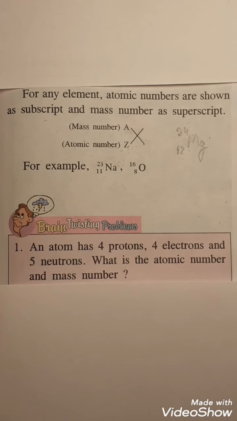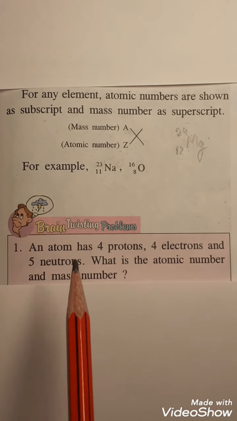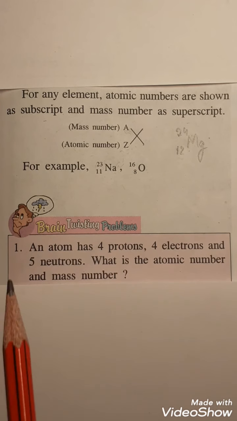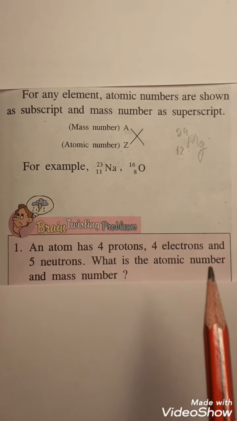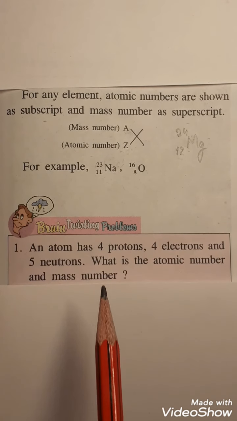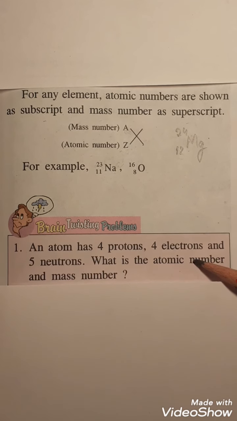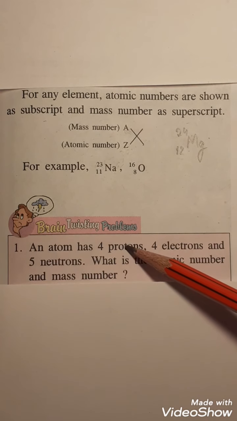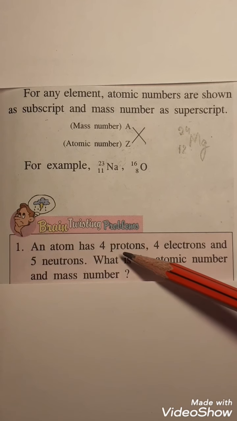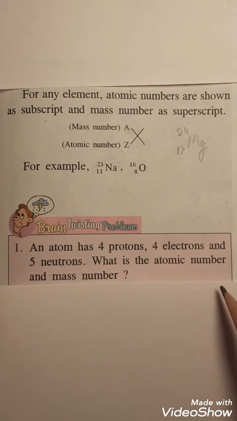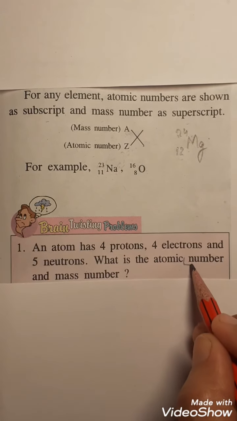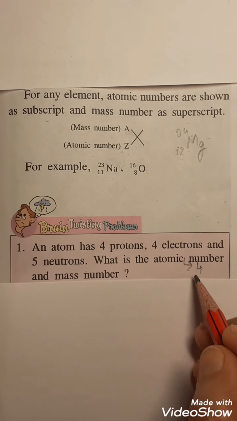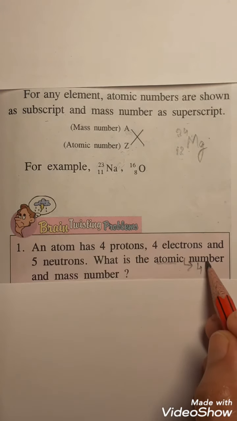Okay, now there's a problem over here. An atom has 4 protons, 4 electrons and 5 neutrons. What is the atomic number and the mass number? See, what is atomic number? It is number of the protons. So, how many protons are there? There are 4 protons. So, atomic number will be 4. Okay? Atomic number will be 4.